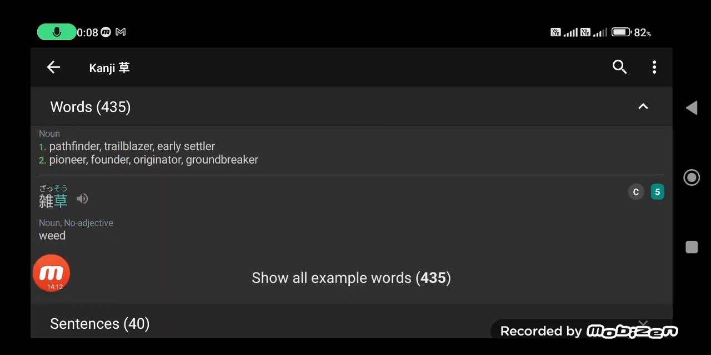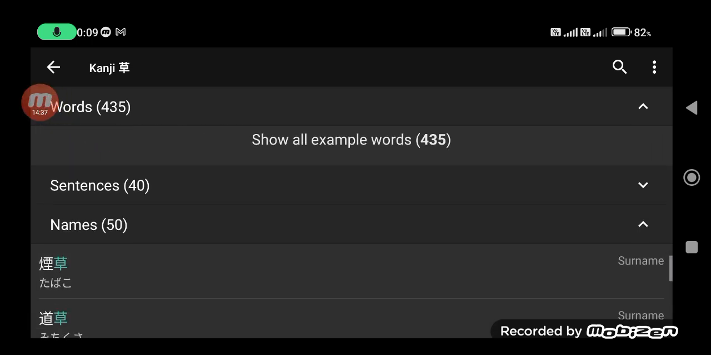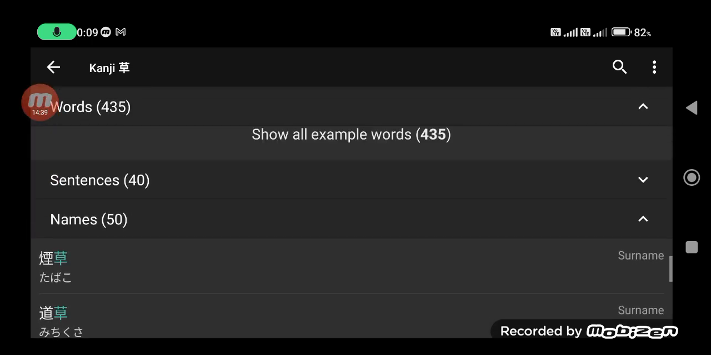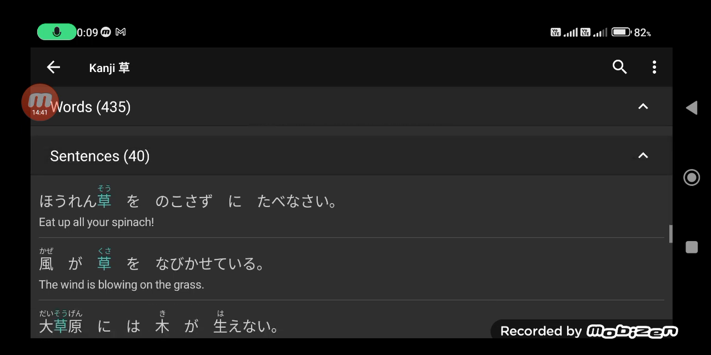Zaso means weeds. Actually, the first kanji means various or variety, the miscellaneous types. The second kanji means grass or weed. So when you combine these two, it forms weed or weeds. Okay. How about the sentences?